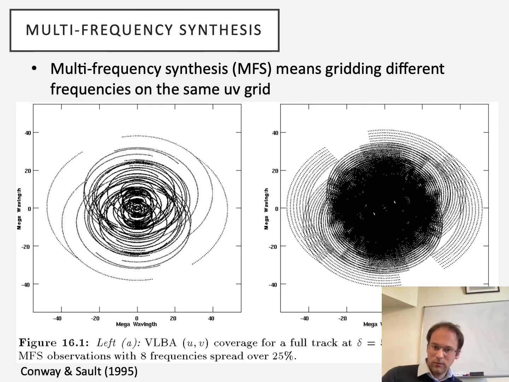In addition to considering the effects of wide fields when you're imaging, you also want to consider the effects of wide bandwidth. That's when your fractional bandwidth, the size of your band, is considerable compared to the frequency that you're observing at. In that case, you want to grid your visibilities at different frequencies onto the same UV grid, like we see here in this right panel, when you're forming a single continuum image. That way you produce an image that is representative of the visibilities over that full band.